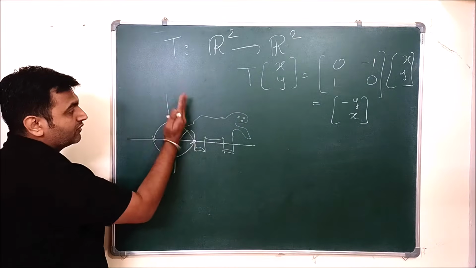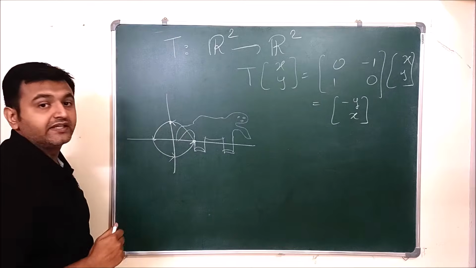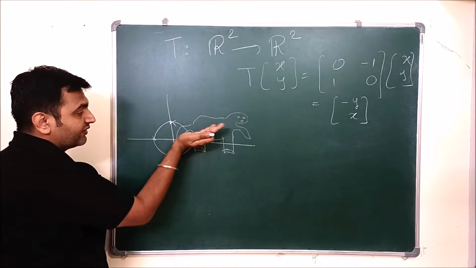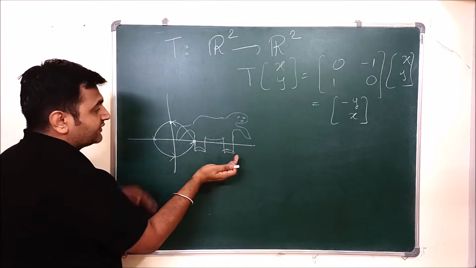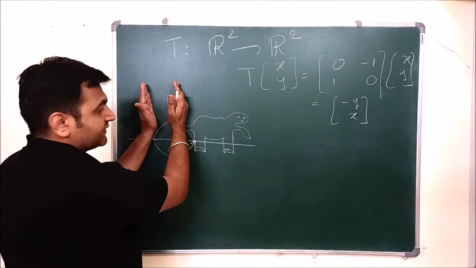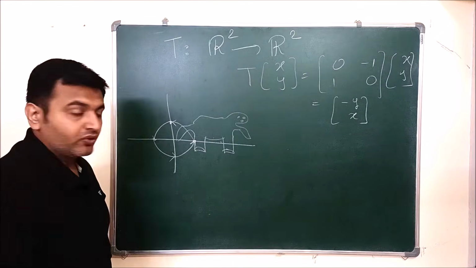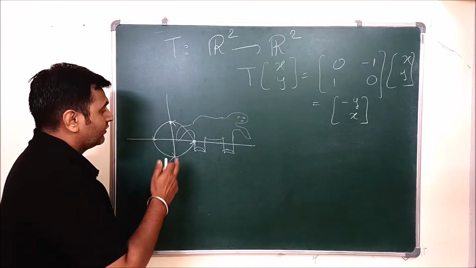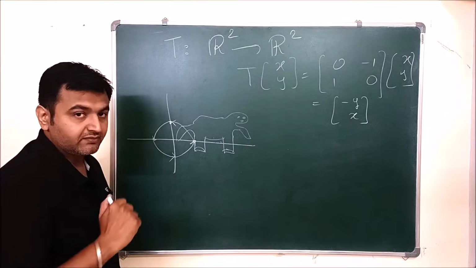So you can see all the points will get rotated by 90 degrees. If you plot the images of each of these points, they will get rotated by 90 degrees, and this whole image will become like this under this map. So that is one way. Now the question is, this is rotation by 90 degrees.